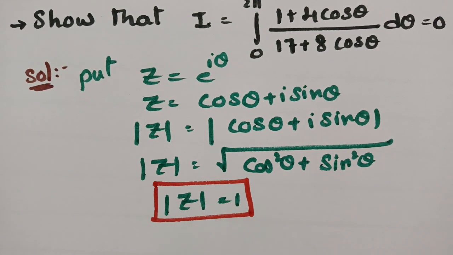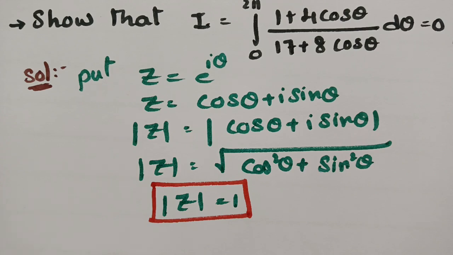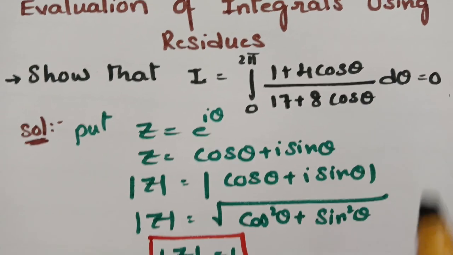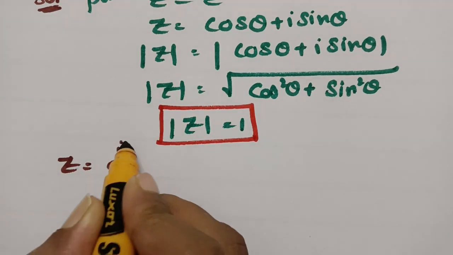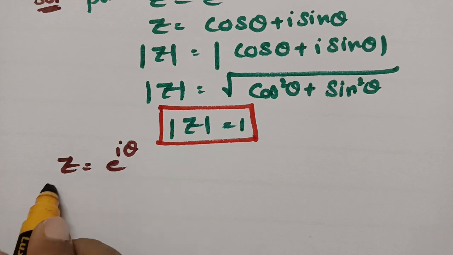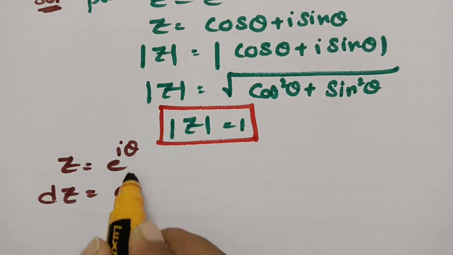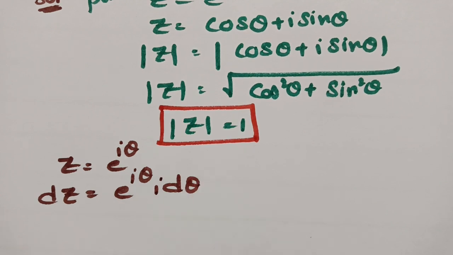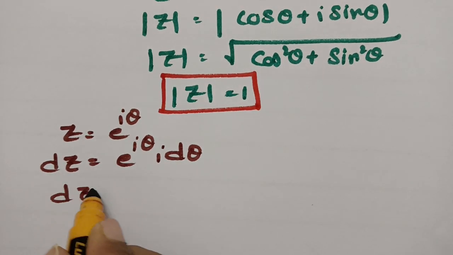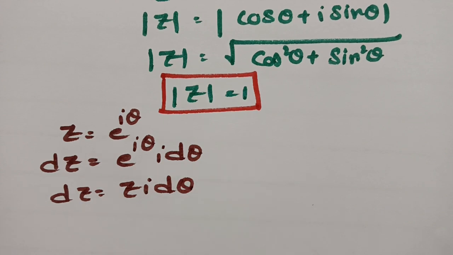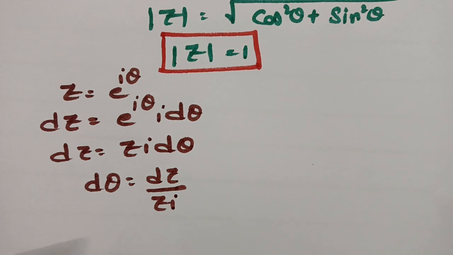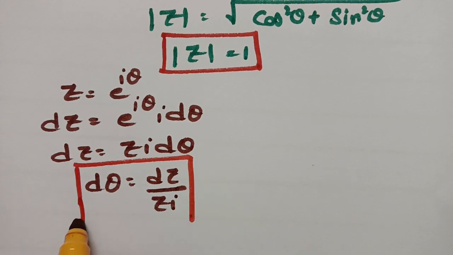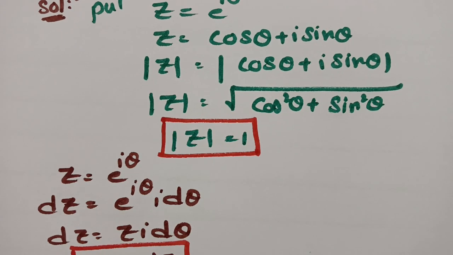The next thing is we need the cos θ value and the dθ value for substitution. As z equals e^(iθ), if I differentiate on both sides, dz equals i e^(iθ) dθ, so dz equals z i dθ. So dθ can be written as dz by zi.